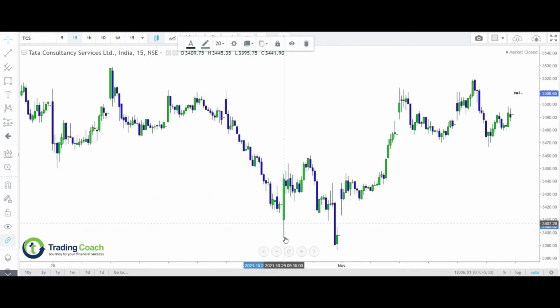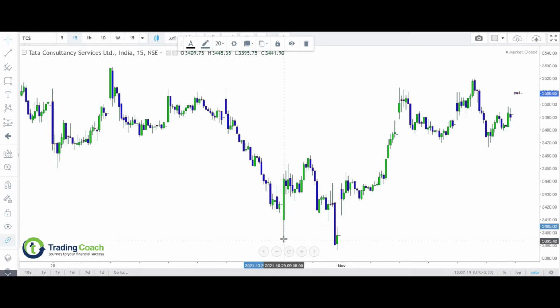So the prices just touched this particular point through the wick, and the market bounced back all the way from this particular point. So the actual level is somewhere around 3,394. So right after touching 3,394, the prices bounced back. You had a very good buying pressure over here, and also you can see a nice wick over here, right?